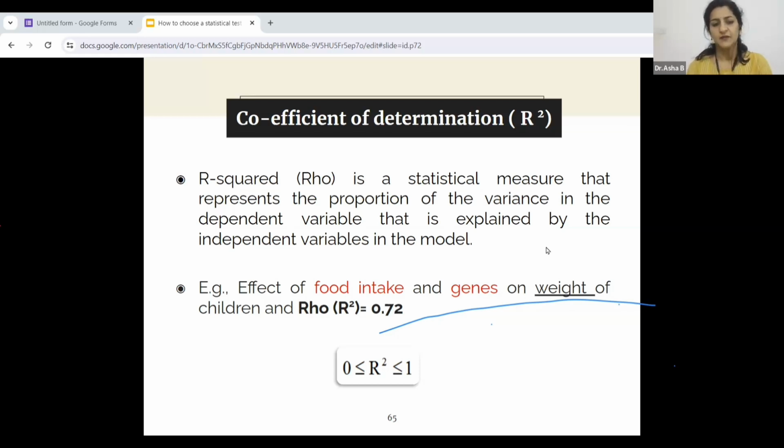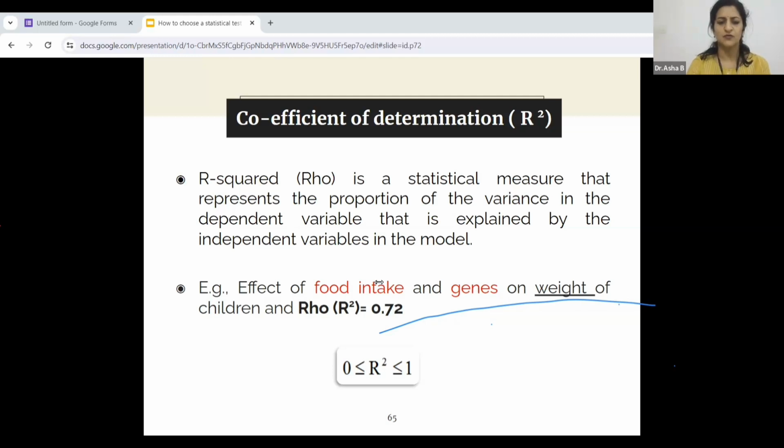72% means that the variation in the weight, which is the dependent variable, can be explained by the independent variables, that is food intake and genes. I repeat, 72% of changes in weight can be explained by food intake and genes. The other 28% can be due to any other factor. Weight will not be wholly dependent on food intake and genes. There are many other factors which weight can be responsible for, like physical activity or any underlying disease. So that other 28% can be because of any other factors which we might not have taken in the model.